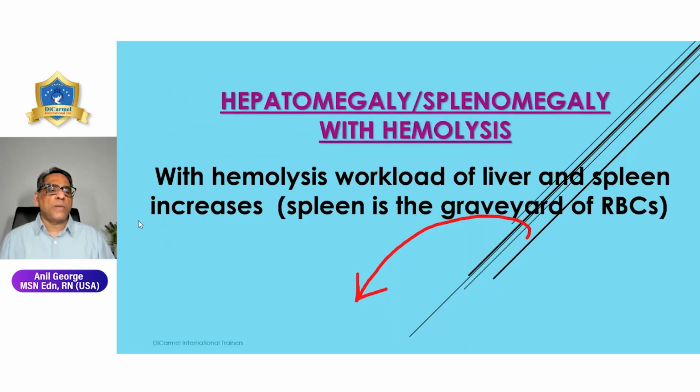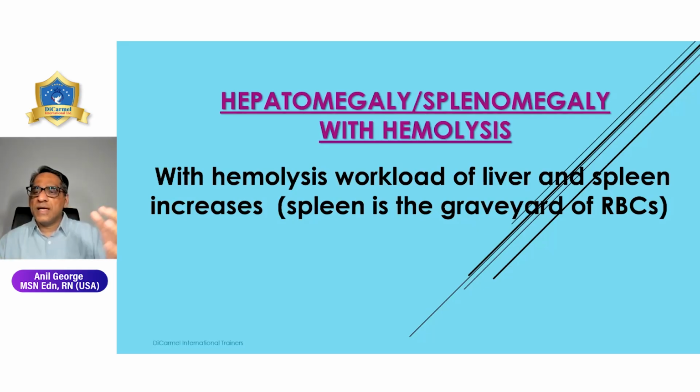Yes, with the rapid hemolysis, the workload of liver and spleen increases. Again, spleen is the graveyard of RBCs. And we'll talk about this very specifically when we go into sickle cell anemia, or also thalassemia. With sickle cell in particular, there's rapid hemolysis. Remember, our normal RBC's lifespan is 110 to 120 days. With sickle cell, their lifespan is just 6 to 20 days. They break down so fast, so the workload of the spleen can increase.